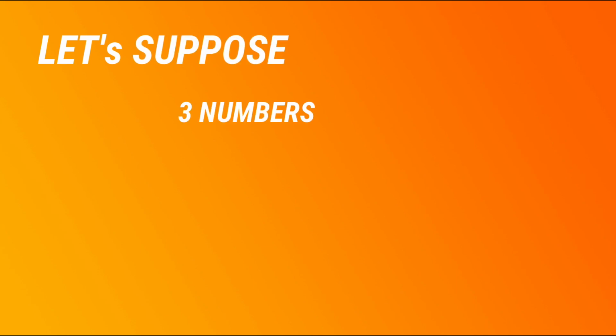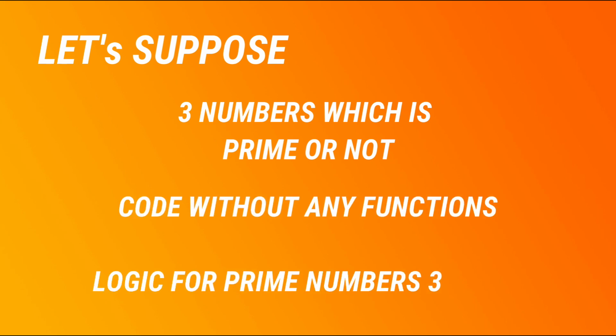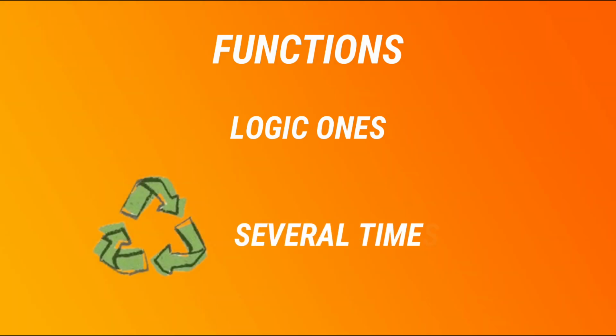So let's suppose you have 3 numbers and you have to show whether each is prime or not. If we write code without any function, then we have to write the logic for the prime number 3 times. So you can clearly see that there is a repetition of code. But on the other hand, if we use functions, you only need to write the logic once and you can reuse it several times. So let's see its practical implementation.